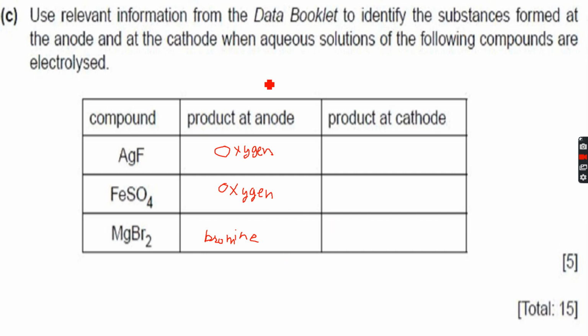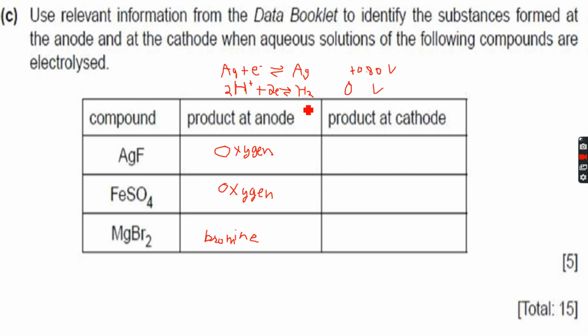Now product at cathode, so it will be Ag+ + e- gives Ag, which is plus 0.80 volts. This has an electrode potential of plus 0.80 volts. And the other competitor is H+, 2H+ + 2e- gives H2. So in this case, we know it's 0 volts.